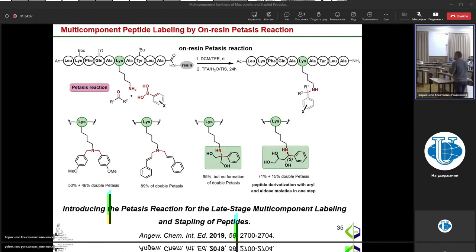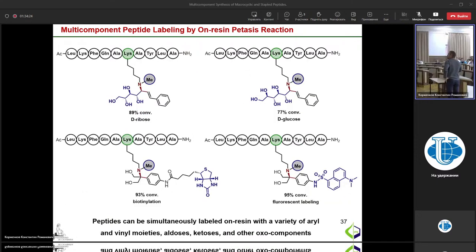So glycerol, tetroses, aldoses, and ketoses react very well in this reaction. And this was the very first example of multi-component labeling and macrocyclization of peptides using the Petasis three-component reaction. Let me skip this and this. I just wanted to highlight a little bit the yields and so on.